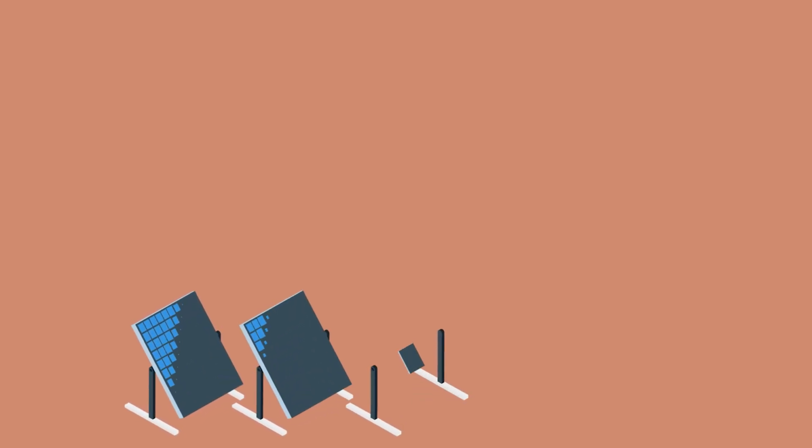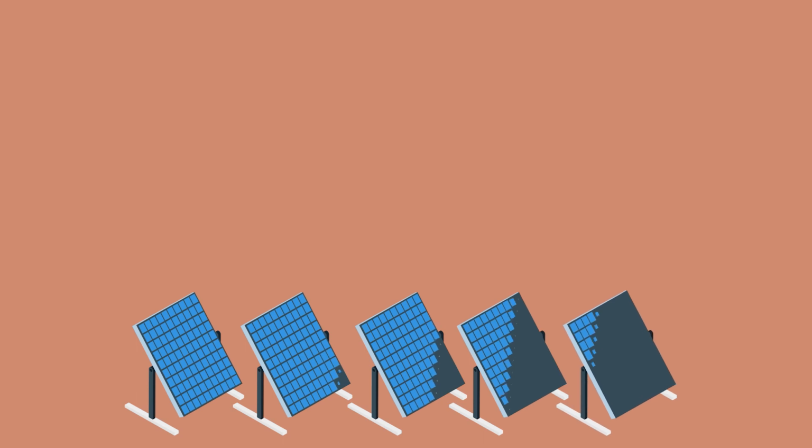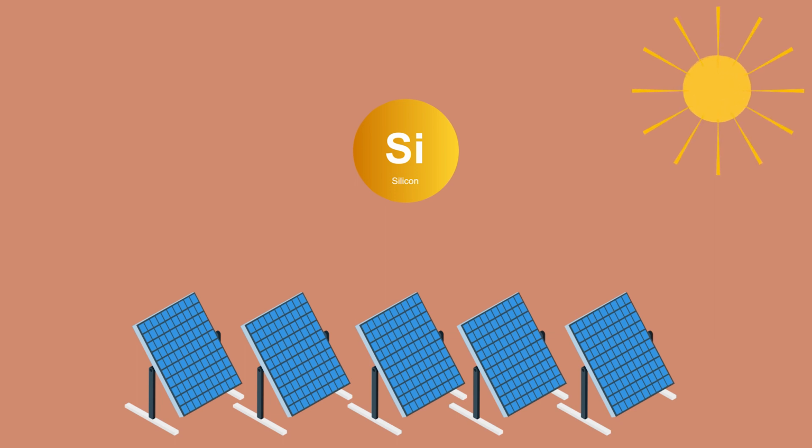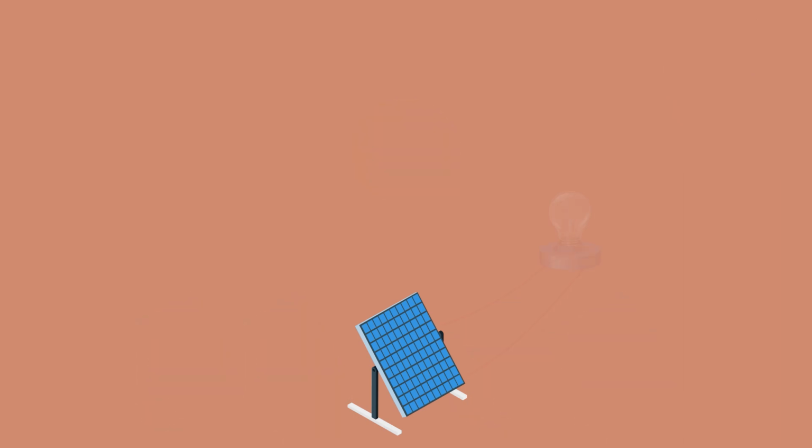Photovoltaic (PV) cells, commonly referred to as solar panels, are the primary technology employed to harness solar energy. These panels incorporate semiconductor materials like silicon, enabling them to absorb sunlight photons and generate an electric current through the photovoltaic effect. The electricity produced by solar panels can be utilized directly to power devices or stored in batteries for future use.